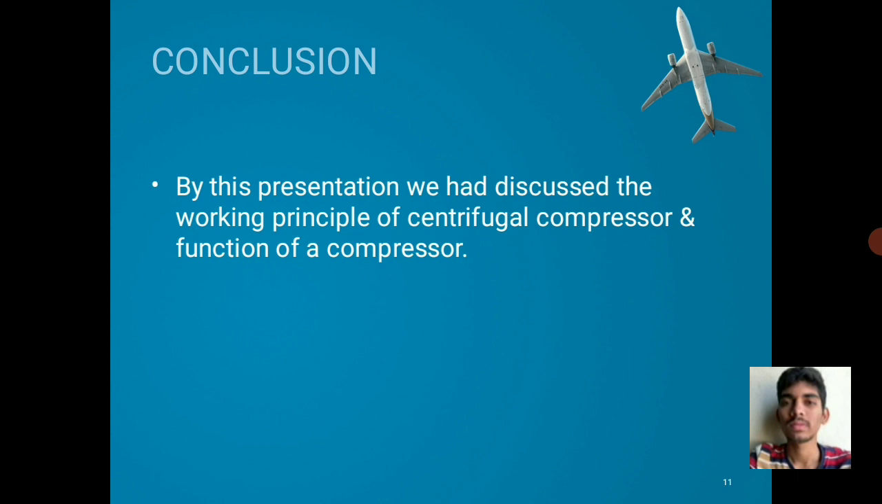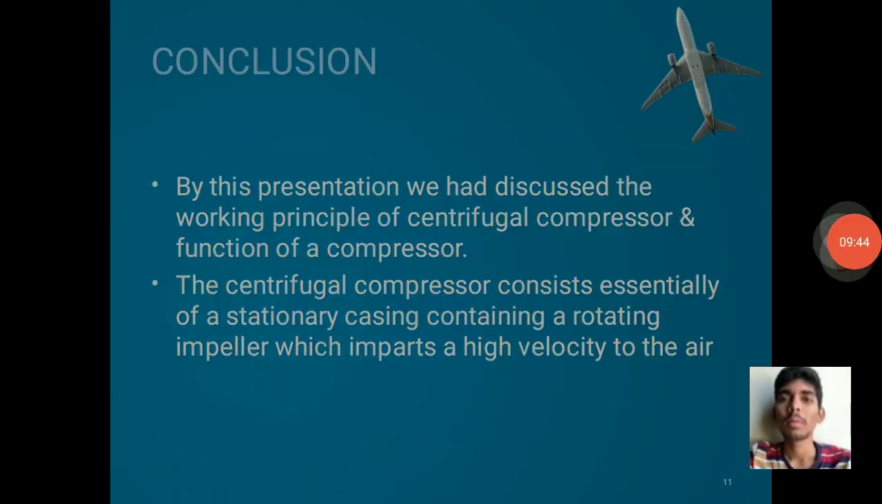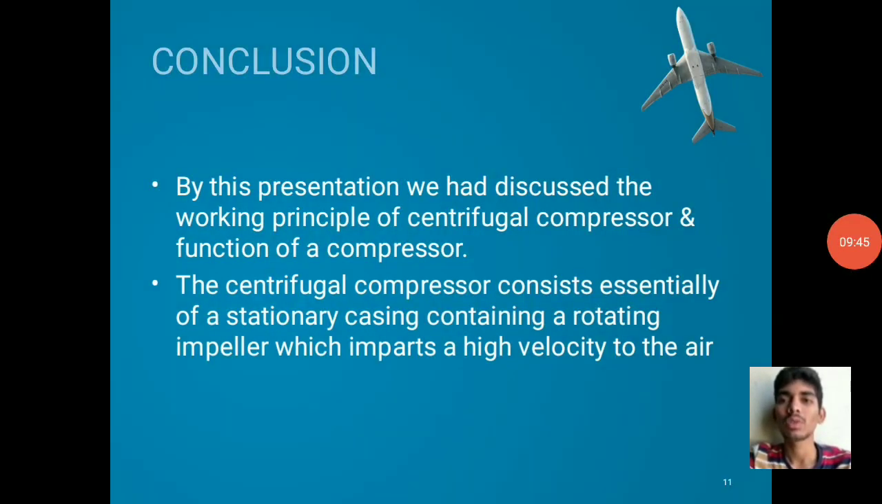Conclusion. In this presentation, we discussed the working principle of the centrifugal compressor and the function of a compressor. The centrifugal compressor consists essentially of a stationary casing containing a rotating impeller which imparts a high velocity to the air. So this is the end of the conclusion, the end of the presentation.